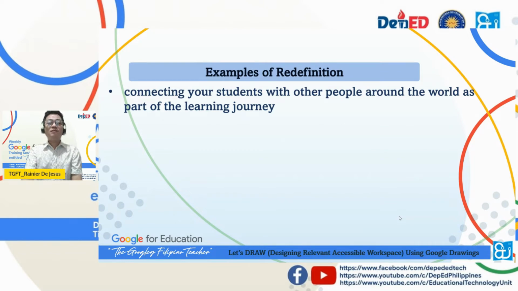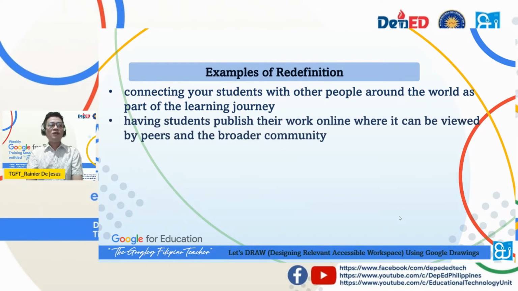With the use of video conferencing apps like Google Meet, we can talk with students even in other places and even in other countries. The next one is having students publish their work online where it can be viewed by peers and by the broader community. This is also good because we get an instant feedback mechanism, since students can publish their work online and then the teachers or peers can review that output.